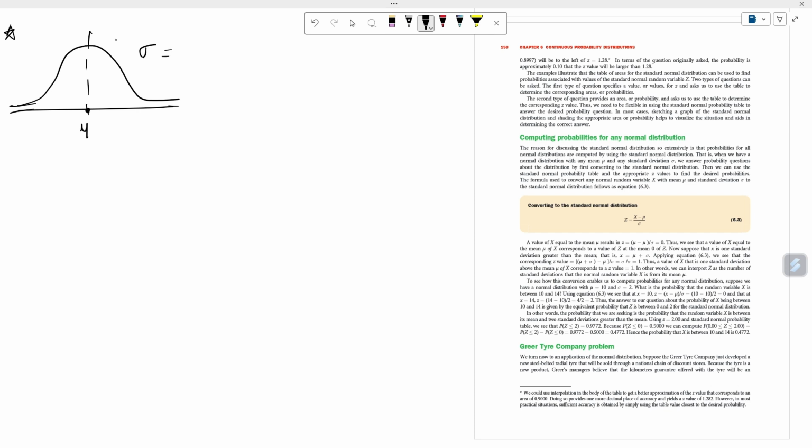Alright. The formula to calculate Z score is (x minus mu) divided by sigma. This is a very simple formula and easy to remember.